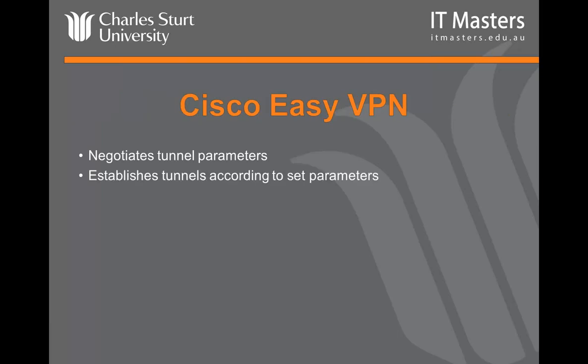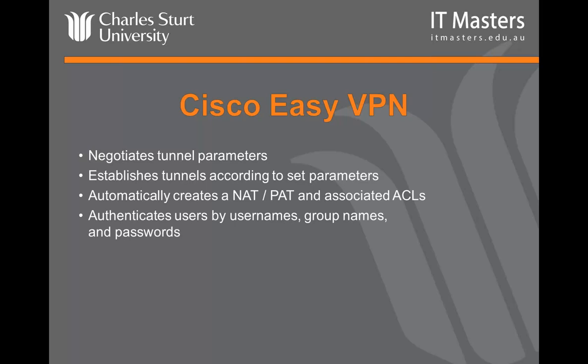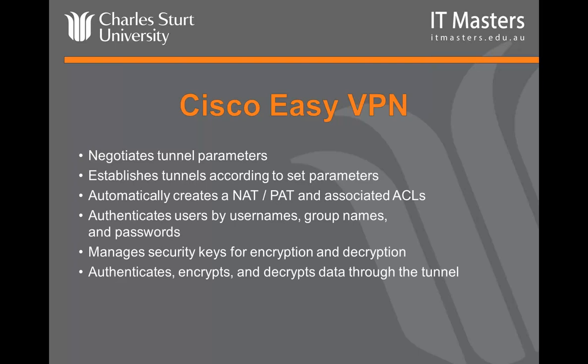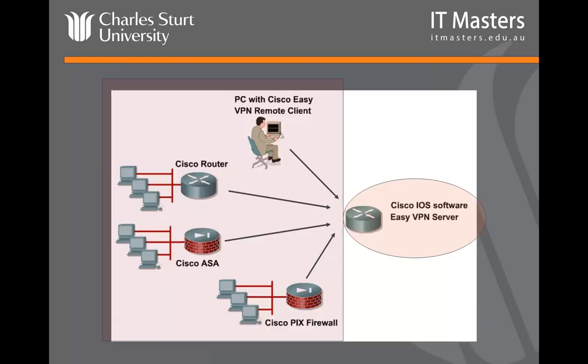So Cisco Easy VPN negotiates the tunnel parameters, establishes tunnels according to set parameters, automatically creates a NAT, PAT and associated ACL, which sounds too good to be true. It authenticates users by usernames, group names and passwords, manages security keys for encryption and decryption, and authenticates, encrypts and decrypts data through the tunnel. Wow. So it pretty much does everything for you. So a PC with Cisco Easy VPN Remote Client on it, going to an IOS software Easy VPN server. Again, a little bit of an old diagram.